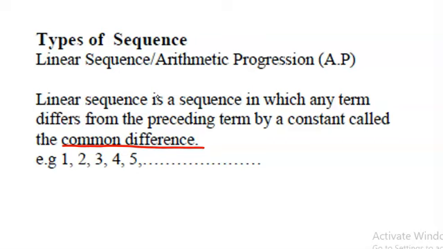A linear sequence is a sequence in which any term differs from the preceding term by a constant called the common difference. So I have this sequence here. Move from 1 to 2, 2 to 3, 3 to 4, 4 to 5. When you observe the sequence, you realize that there is a constant difference of 1. And this constant difference is what is called the common difference.